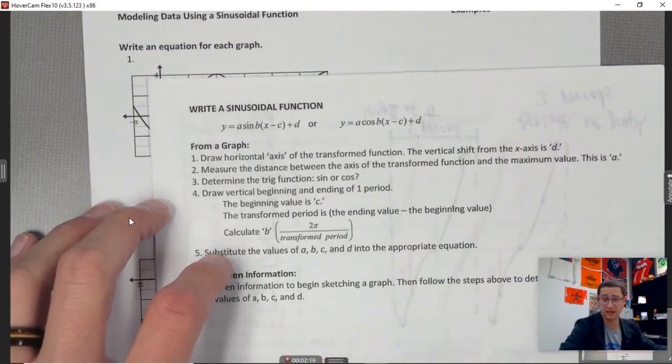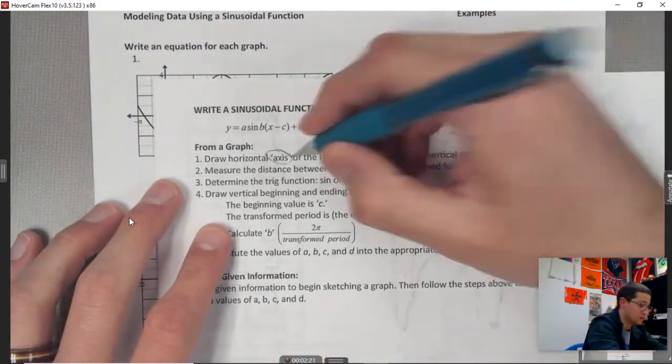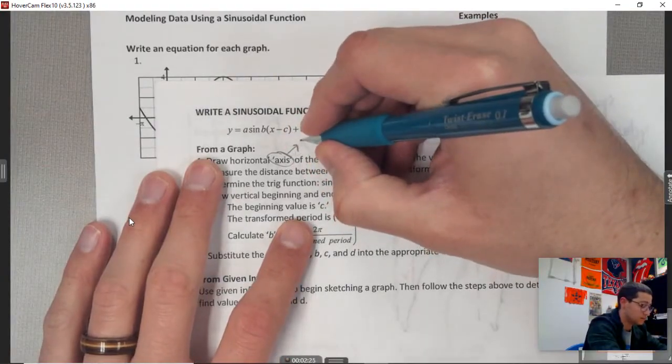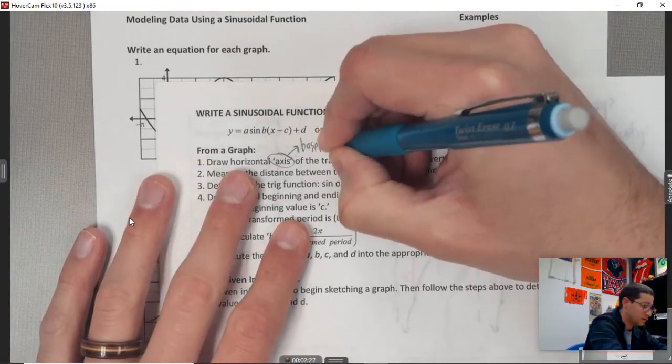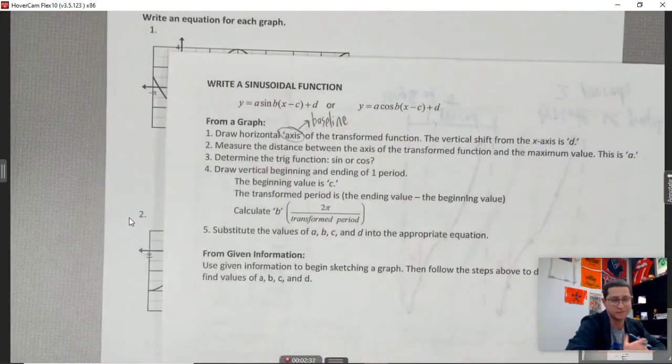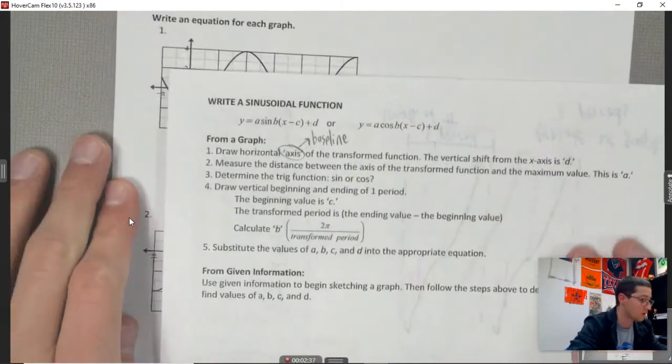Now, let me go ahead and say this. This axis that is being referred to here is what I've been calling the baseline. So that's the same thing. In these particular notes, it refers to it as the axis. So axis, baseline, however you want to think about it. All right, so let's go ahead and do that.